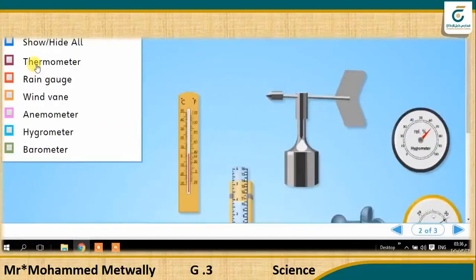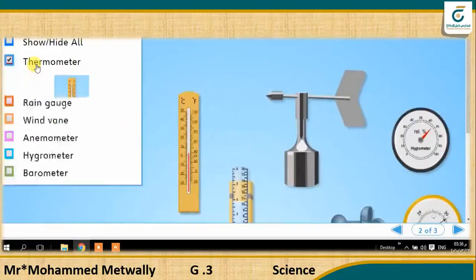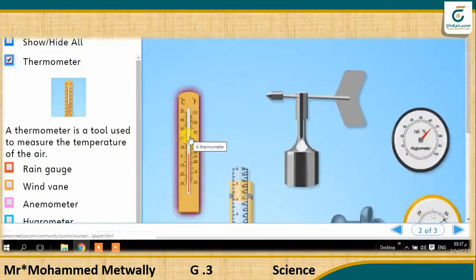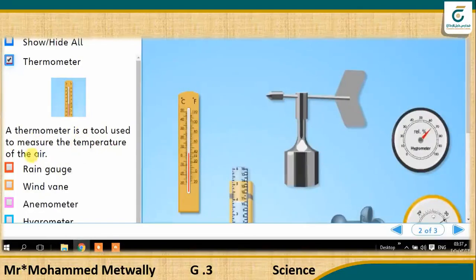Starting with the thermometer, let's see what the thermometer does, or what it measures. This is the thermometer. A thermometer is a tool used to measure the temperature of the air. So the first tool here is the thermometer, and it is used to measure the temperature of the air.